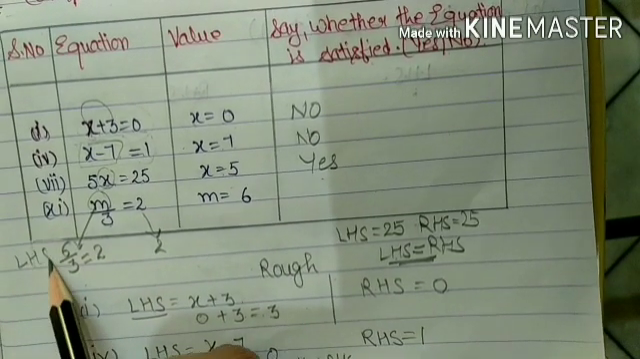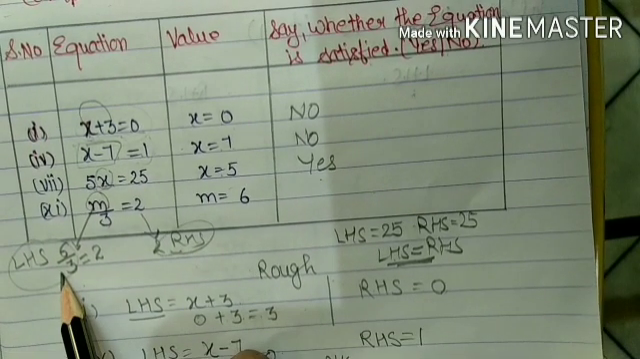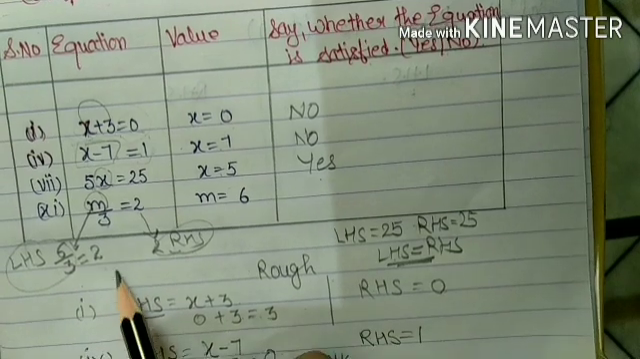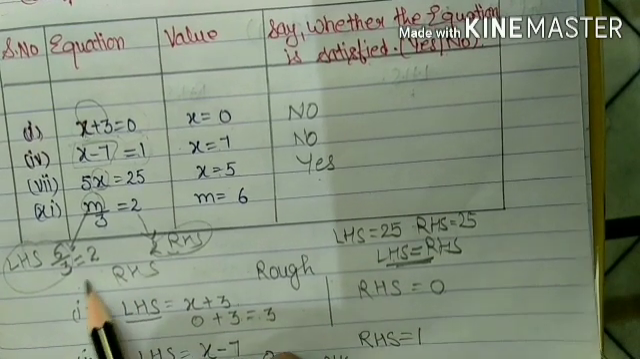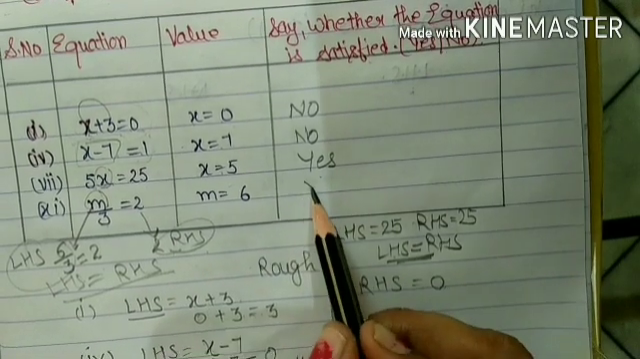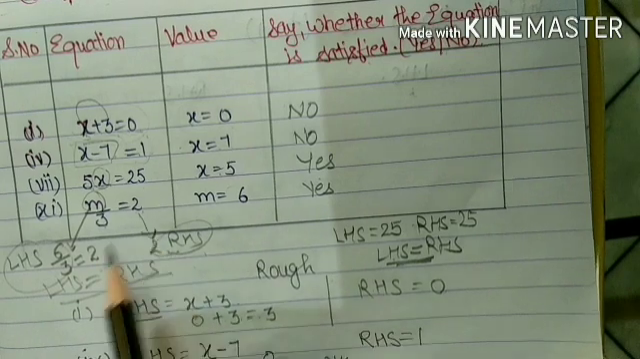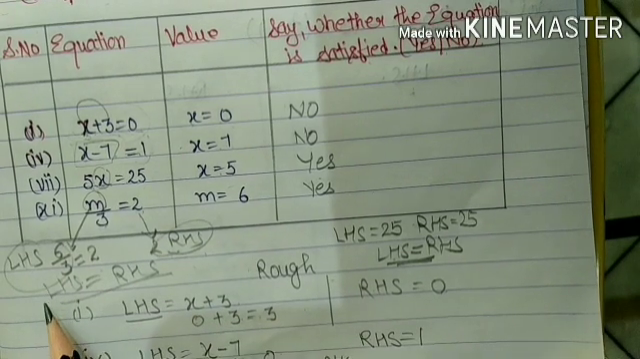If both sides are getting the same values, what does it mean? Both are equal. RHS and LHS are equal. So what will it be there? Yes, both sides are equal. So the given equation is satisfied.